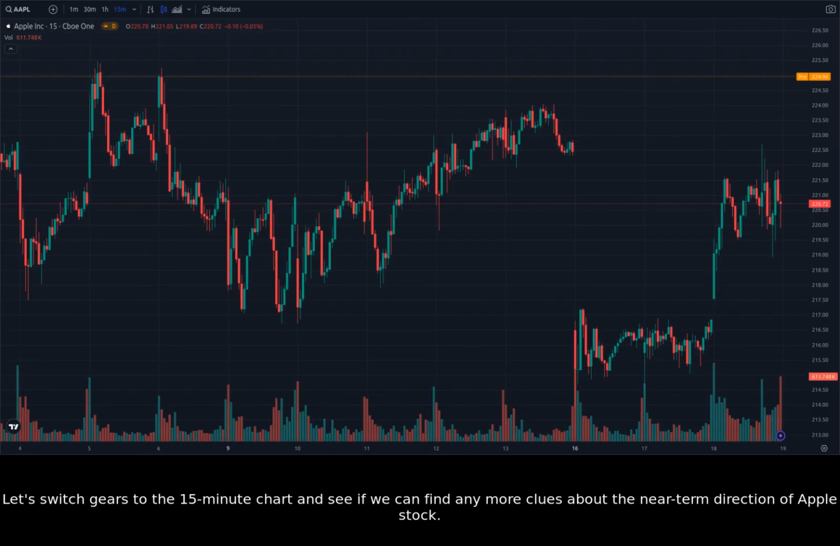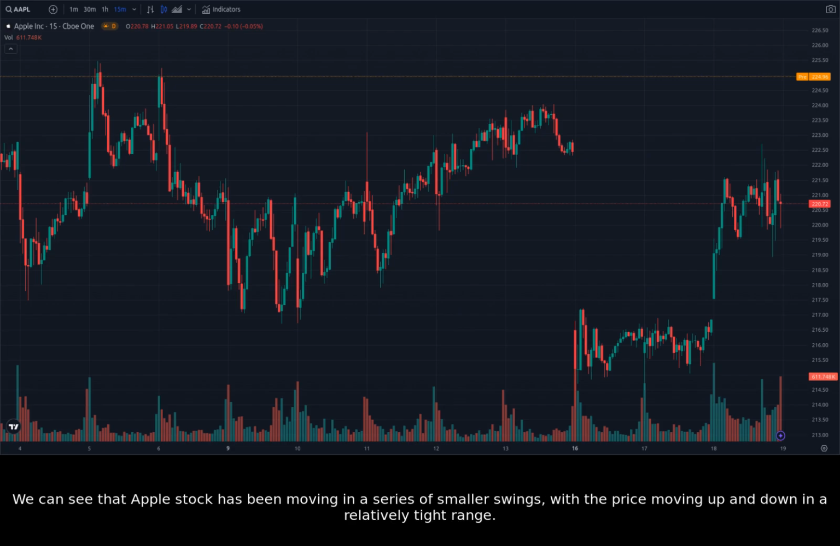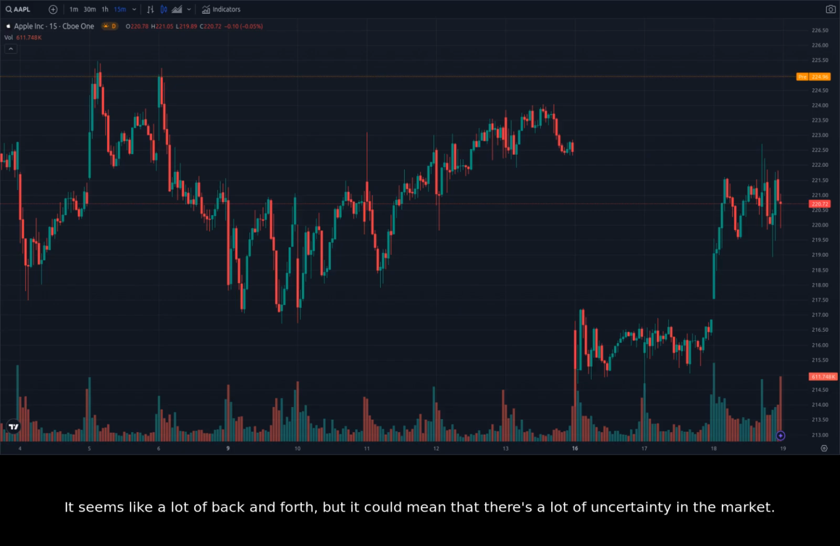Let's switch gears to the 15-minute chart and see if we can find any more clues about the near-term direction of Apple stock. The 15-minute chart reveals some interesting patterns, but there's a lot of volatility here, so we have to be careful. We can see that Apple stock has been moving in a series of smaller swings, with the price moving up and down in a relatively tight range. It seems like a lot of back and forth, but it could mean that there's a lot of uncertainty in the market. The price has been hovering just below the 220 resistance.